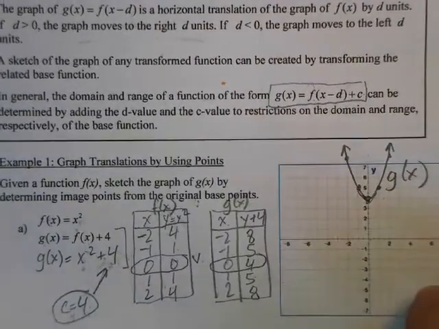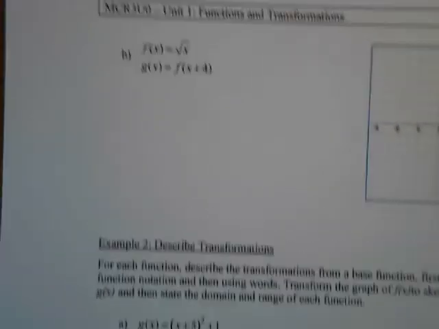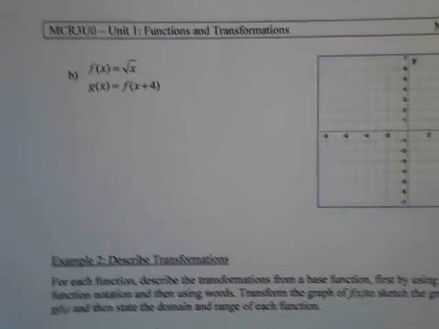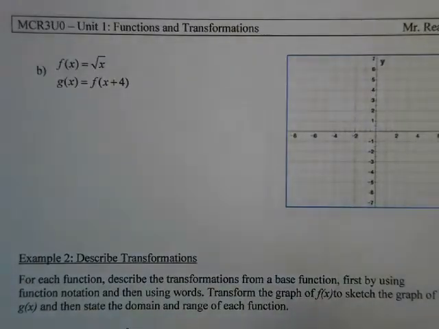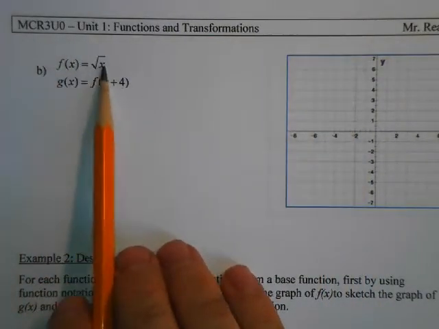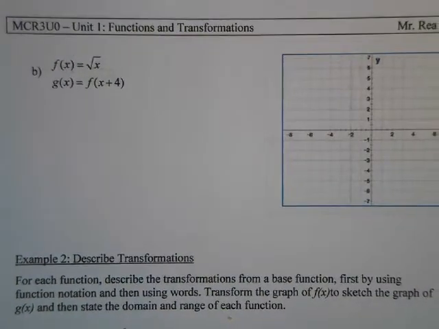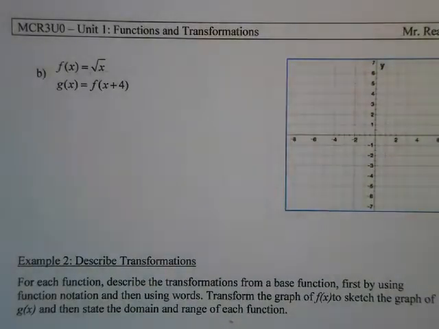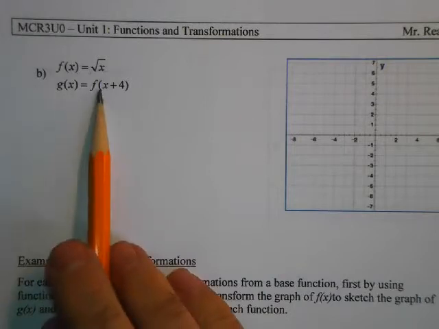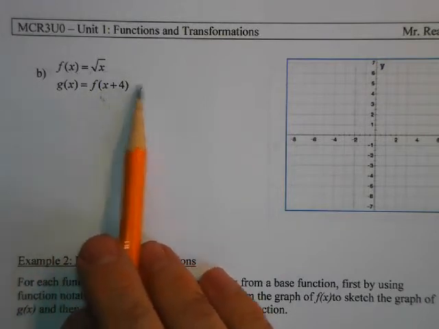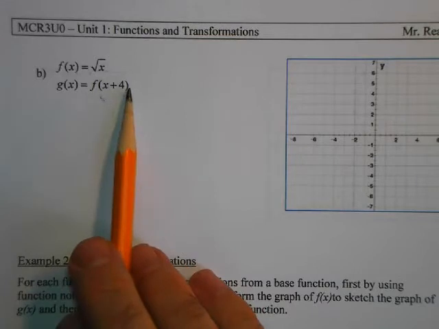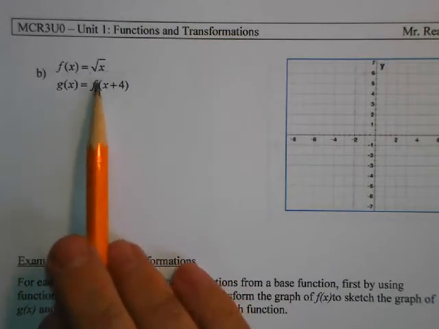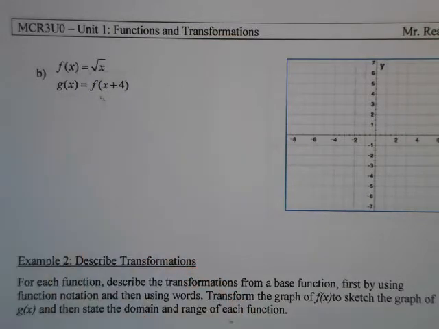Okay, so let's go on to another function here. This time they're telling us that the base function we're working with, we're starting with, is the square root function. You can tell by the square root symbol, obviously. And what we're doing to the base function is a little different this time. We're not adding 4 to f of x. We're changing the input from x to x plus 4.